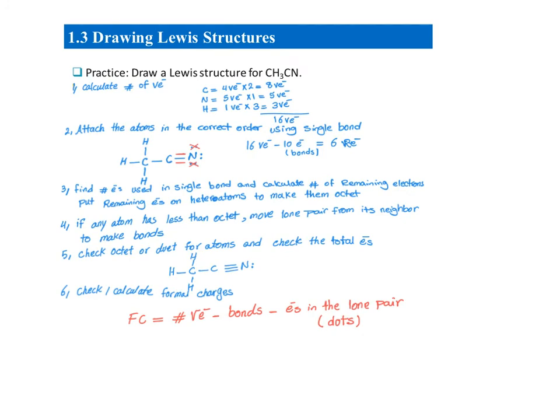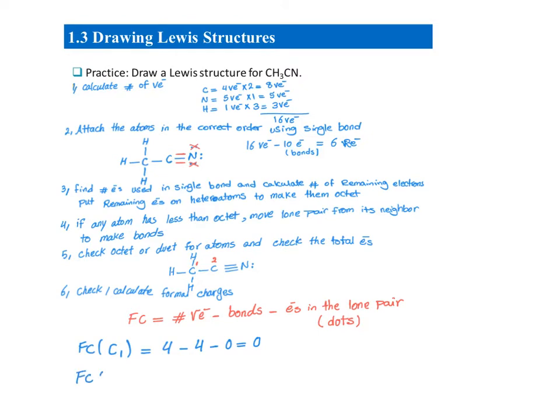Just number that as carbon number 1, and this is carbon number 2. So for carbon number 1, the formal charge would be, carbon is in group 4, so it has 4 valence electrons. The bonds around it, we have 1, 2, 3, 4. And the number of dots or electrons around it, it's 0. It doesn't have any electrons on it, which gives me 0 formal charge.